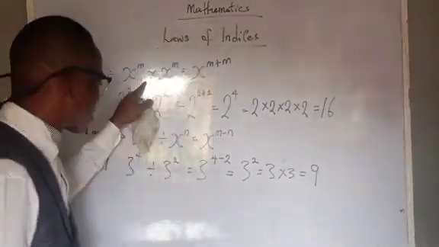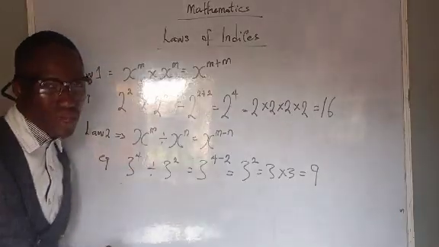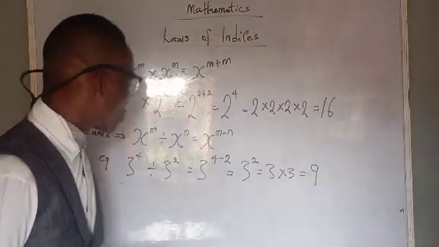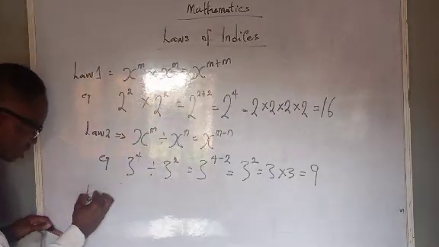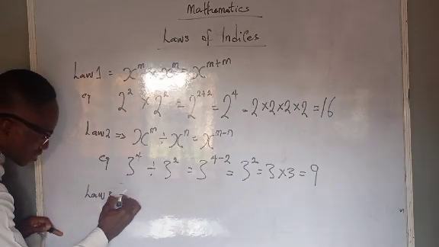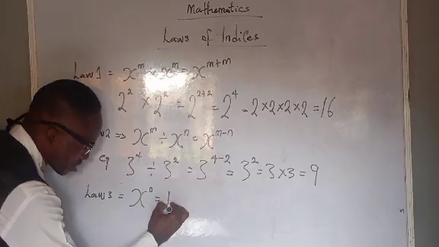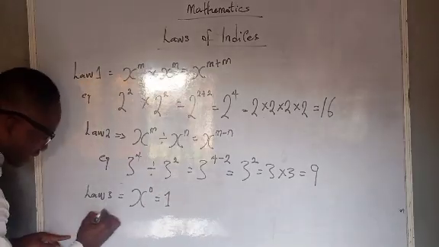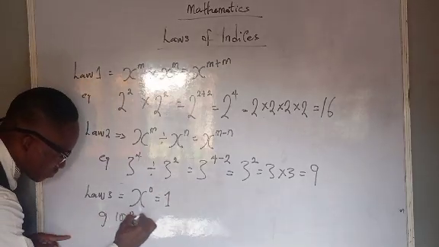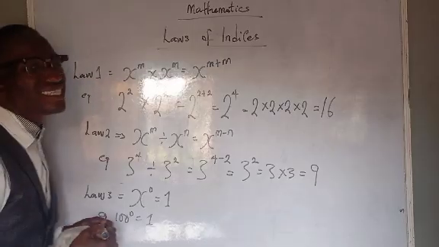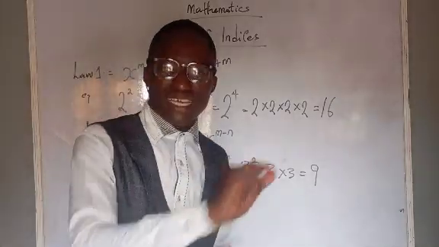Remember, we have taken the first law, we have taken the second law. Remaining how many laws? 5 laws. So let's look at law 3. They say to us, anything raised to the power of 0 is what? Is 1. So example, 100 raised to the power of 0 is 1. Anything raised to the power of 0 is 1.